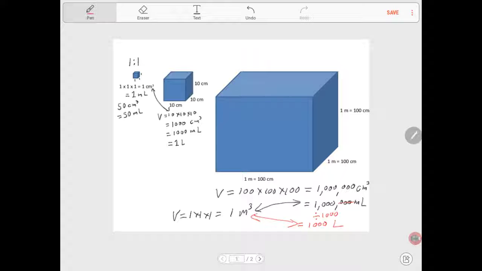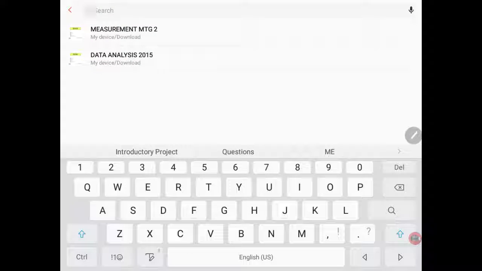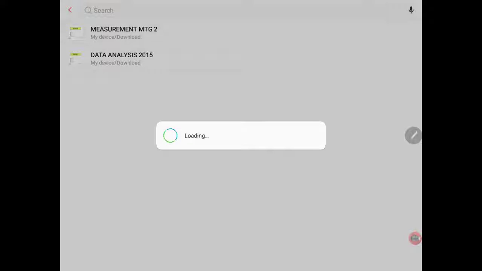Now we can go even further than that and talk about kilolitres and megalitres, but we'll leave it at this for now and we'll try the examples. Okay, so let's have a look at our examples here.